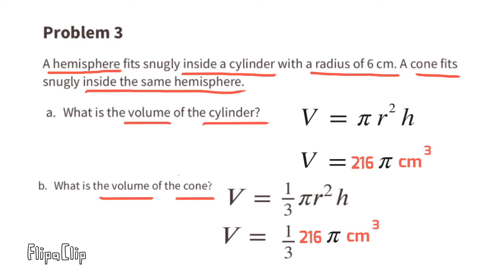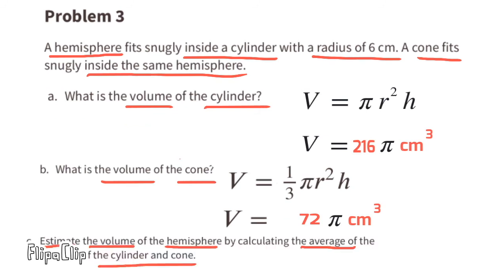So the formula is volume of a cone is 1/3 pi r squared times height. So the volume of this cone is going to be 1/3 of 216 times pi centimeters cubed. And 1/3 of 216 is 72. So the volume of this cone is 72 times pi centimeters cubed.